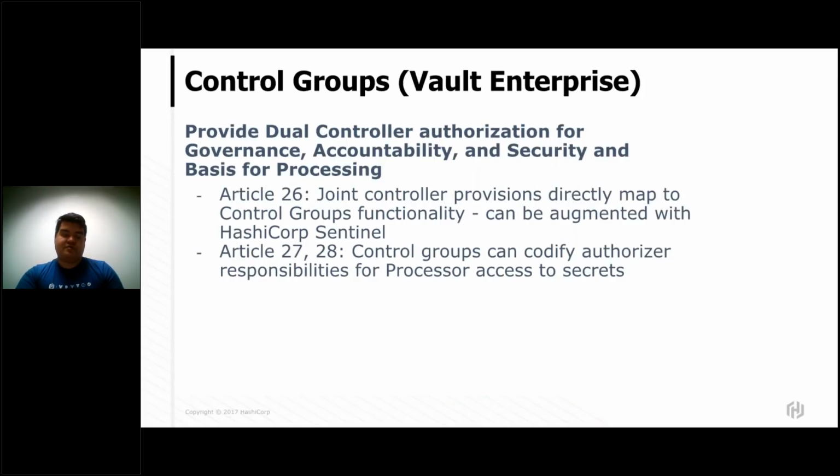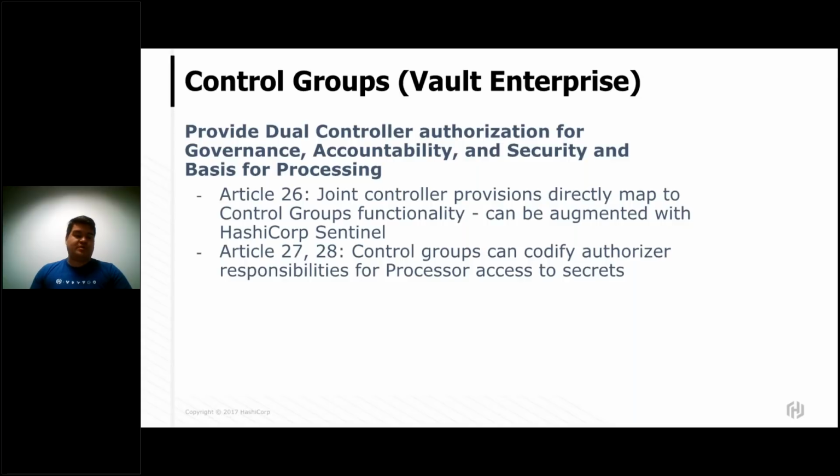Control groups are a Vault Enterprise feature, and the idea behind this is to provide dual controller authorization. One of the things that goes into the necessity and governance and accountability requirements of GDPR is providing a group of controllers whose role is to authorize access by processors when they're attempting to access data subjects' data, and to have another chain of custody in terms of authorizing when a processor should gain access to data subjects' data.